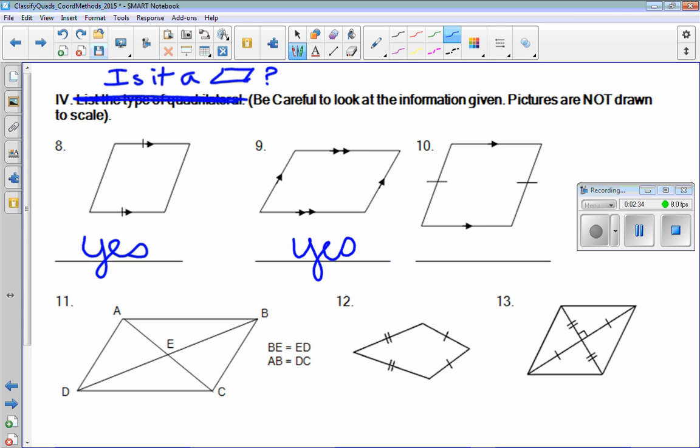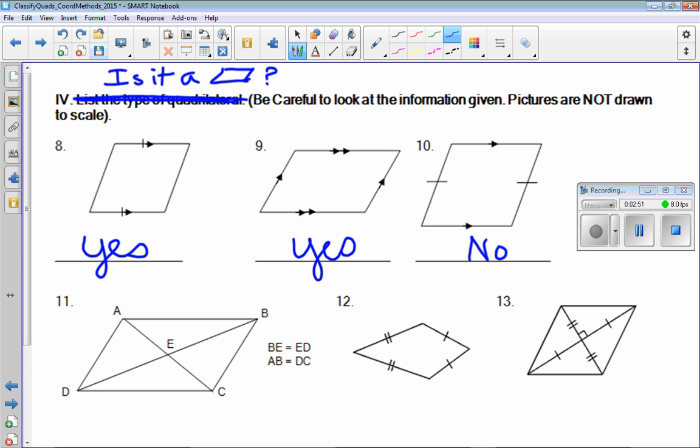This one is yes, because it's the definition. Both pairs of opposite sides are parallel. This is not a parallelogram. Isn't it actually a trapezoid? Right? One pair. Actually, it's an isosceles trapezoid. Figure's not drawn to scale, obviously. Okay? But if you're looking at just what's marked, that's true.